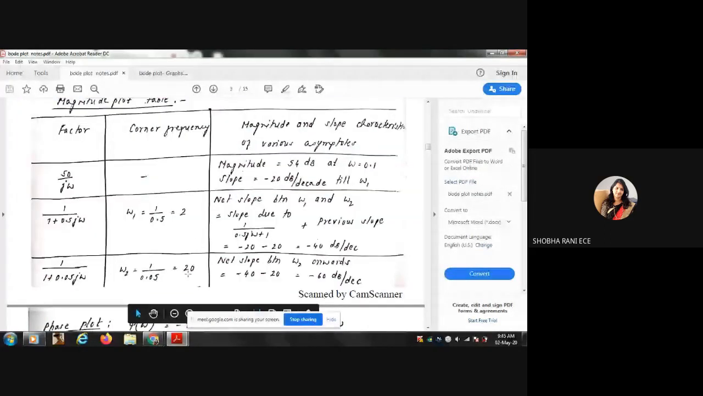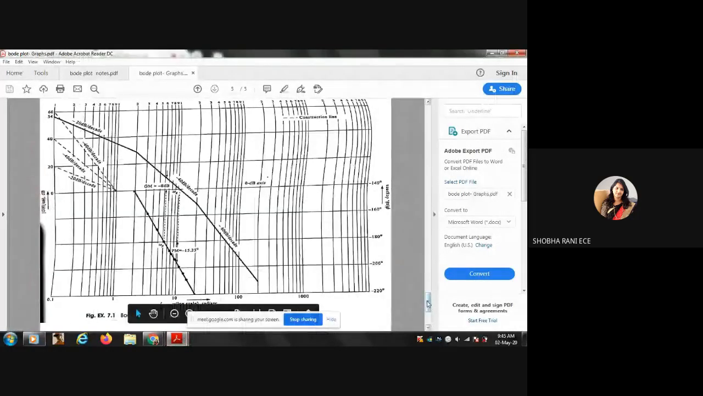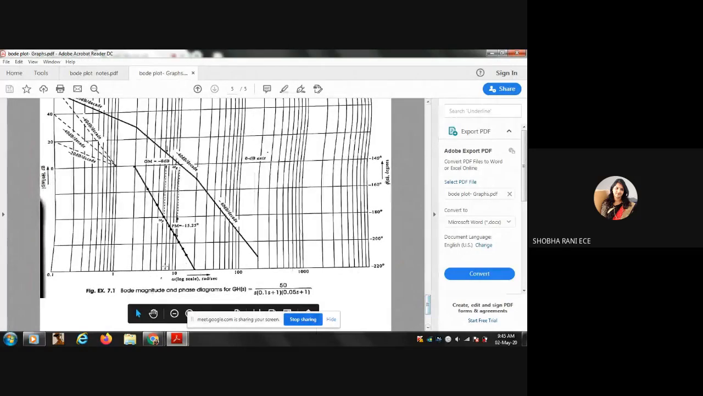So before that, you go back to the table and mark only those lines, 2 and 20. This is your 2 radians per second corner frequency, your omega 1, and the other one is 20 radians per second. So this is your omega 2. If it was marked here, it would have been easy. So just remember, this line 2 is your omega 1, and this line is your omega 2.